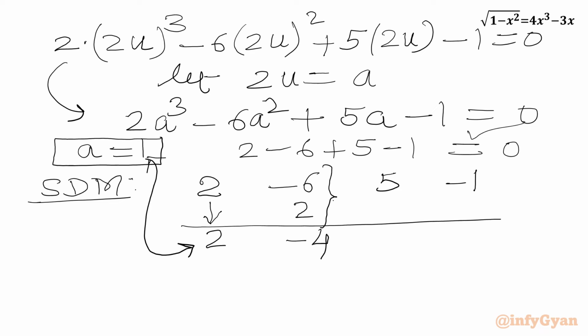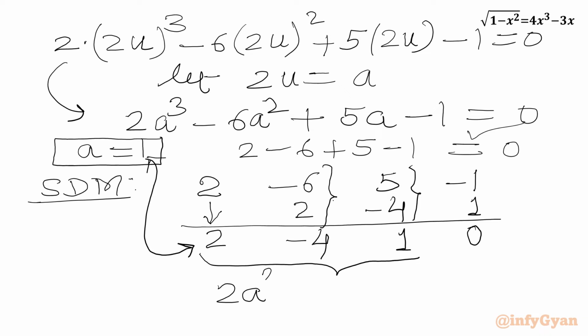Again we will multiply our base solution 1 with this coefficient minus 4. 1 times minus 4 is minus 4. We will write here. After adding these two, we will get 1 here. Again 1 times 1 will give us 1. Addition would be 0. So here we have the coefficients for the quadratic equation, which I will write here: 2a square minus 4a plus 1 equal to 0.